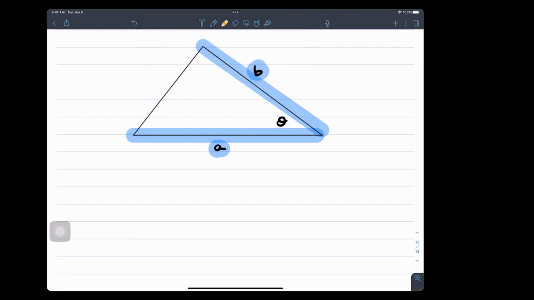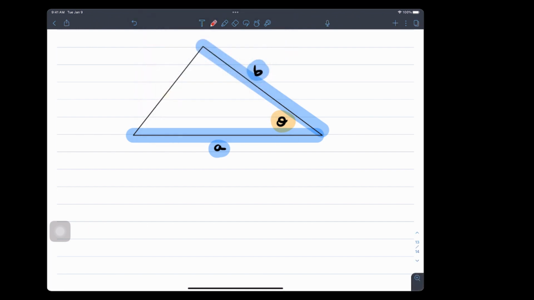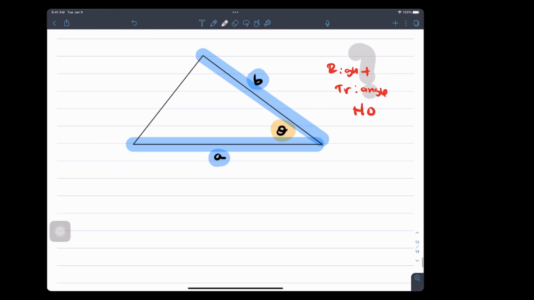Let me remark about this. This is an important detail. For this triangle, note, it's not a right triangle. What's a non-right triangle? Does anybody remember from geometry? That has a name. What is it called? It's a non-right triangle.